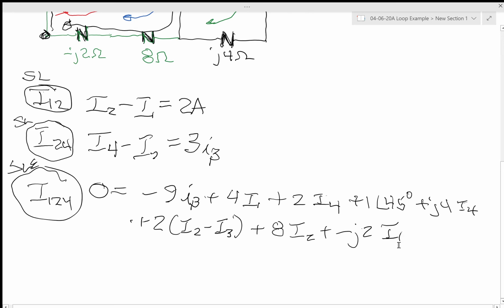So I have the voltage source, the 4 ohm resistor, the 2 ohm resistor, the 1 angle 45 voltage source, the j4 ohm impedance, the 2 ohm resistor, the 8 ohm resistor, and the minus j2 ohm impedance. So 1, 2, 3, 4, 5, 6, 7, 8 pieces of the puzzle. And now we're ready to go on to I3.